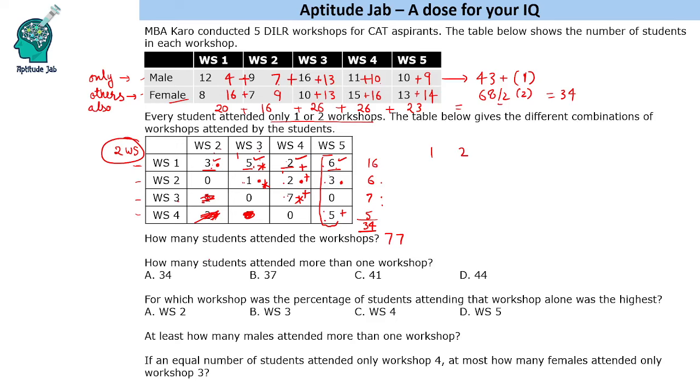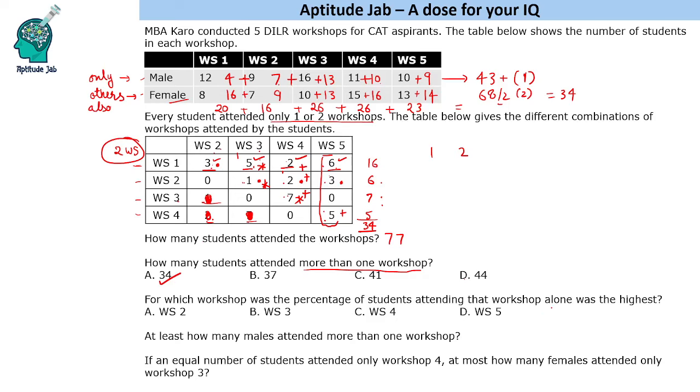Because if you see one of the questions, it says how many students attended more than one workshop, and if you considered these values you would have got the total as 44, which is one of the options, which is in fact incorrect. So 34 students have attended two workshops and 43 students have attended only one workshop. So total 77 students.